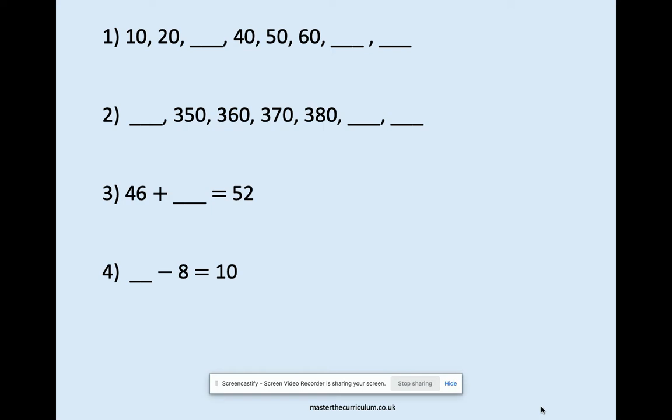For number 1, we are counting in tens. So the first missing number is 30, 40, 50, 60, 70, and 80. For number 2, we start off with 340, and the other 2 missing numbers are 390 and 400. For number 3, we have to find a missing number. 46 plus something equals 52, and the answer is 6. And if I have a number and I take 8 away, my answer will be 10. I have to add 10 and 8 together to get that number, and that's 18.